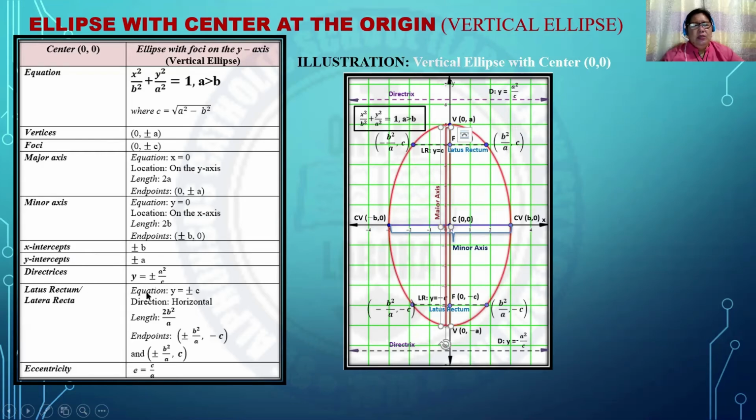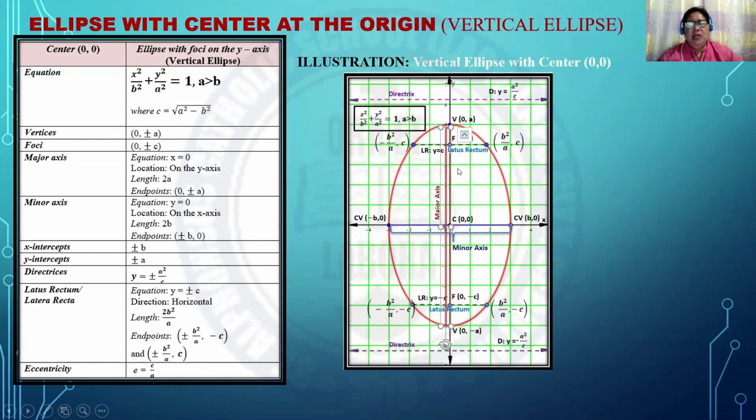The equation of the latus rectum is y is equal to positive c and y is equal to negative c. The direction is horizontal. The length is 2b squared over a. The endpoints have coordinates positive, negative b squared over a, with c as the y coordinate, and negative c. For the eccentricity, e is equal to c over a. And this is the illustration.